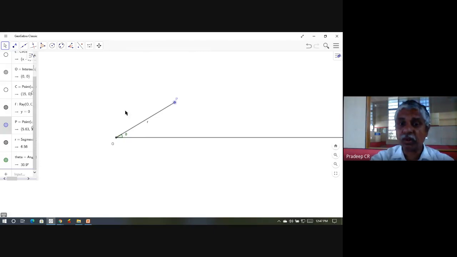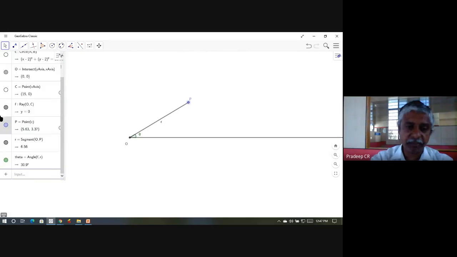So this is called, if I tell you R and theta, then I have told you a point. For example, just see the geometry for some time. If R is 6.56, that means the distance of P from O is 6.56. Theta is the angle.